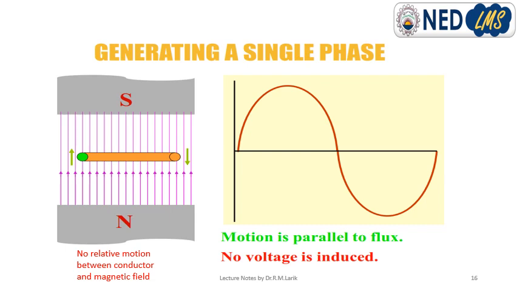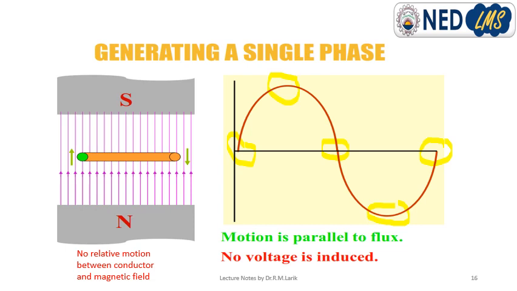It starts from some reference value, then it attains a maximum value, then it attains a zero value, then it attains a negative maximum value, and finally it attains a zero value. This cycle is continuous. As soon as the conductor moves, the sinusoidal cycle completes. So that's how we get the sinusoidal voltage from an AC generator.